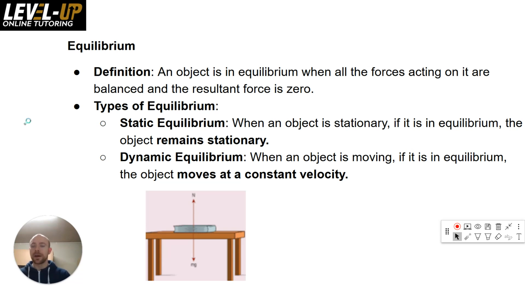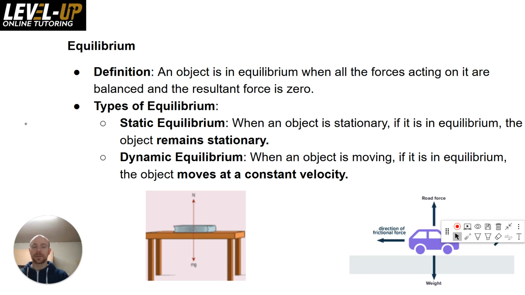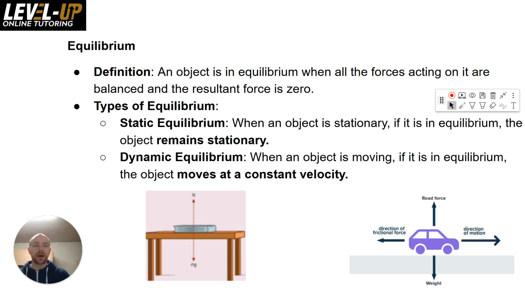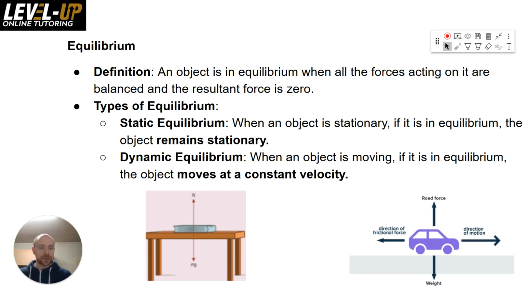So here's the two examples. A book on a table. We've got our weight downwards. We've got our contact force or our normal reaction force upwards. They are opposite and equal. Therefore, that book will stay in a constant velocity of zero. It will stay stationary. This car, here's the confusion potentially. This car has a force forwards, it has a force backwards as well. If those forces are equal, then that car will continue to move at a constant velocity. So it's still moving. The resultant force is zero, that car is in equilibrium.